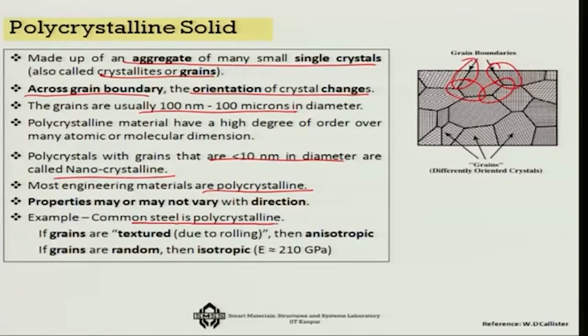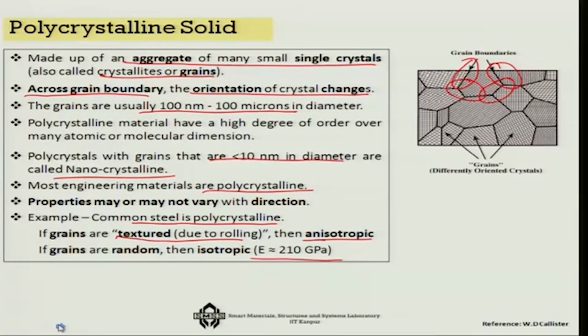As an example, common steel is polycrystalline, and if the grains of these polycrystalline materials are textured due to rolling, then it will become anisotropic. But if the grains are random, then it will be isotropic. So, this also tells us about the significance of the manufacturing process that it will be subjected to. Thus, a polycrystalline solid may or may not show isotropy depending on the manufacturing process.